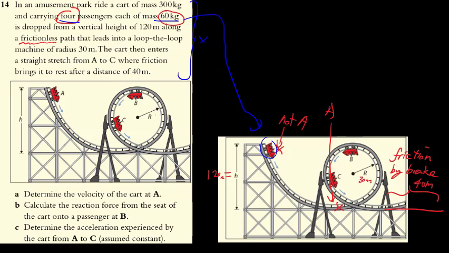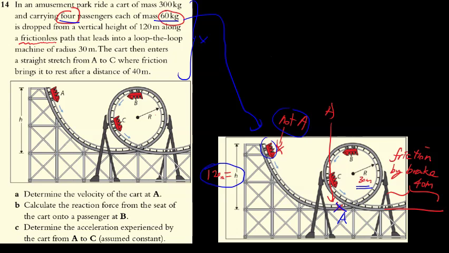And what happened next is this is actually not A. So what you're gonna do is take A at the point where it almost starts the loop, at the lowest point here, and the H is really 120 meters, and also the radius is really 30 meters as well.